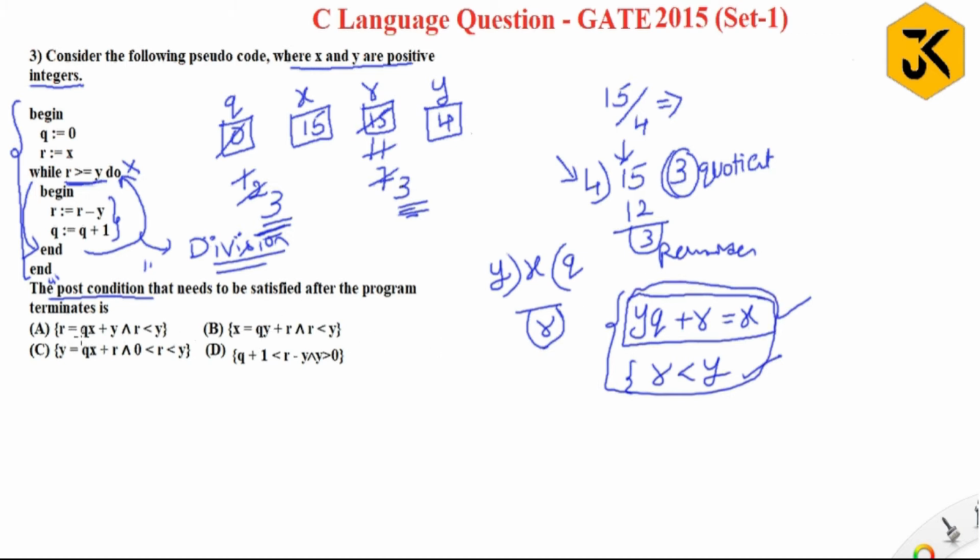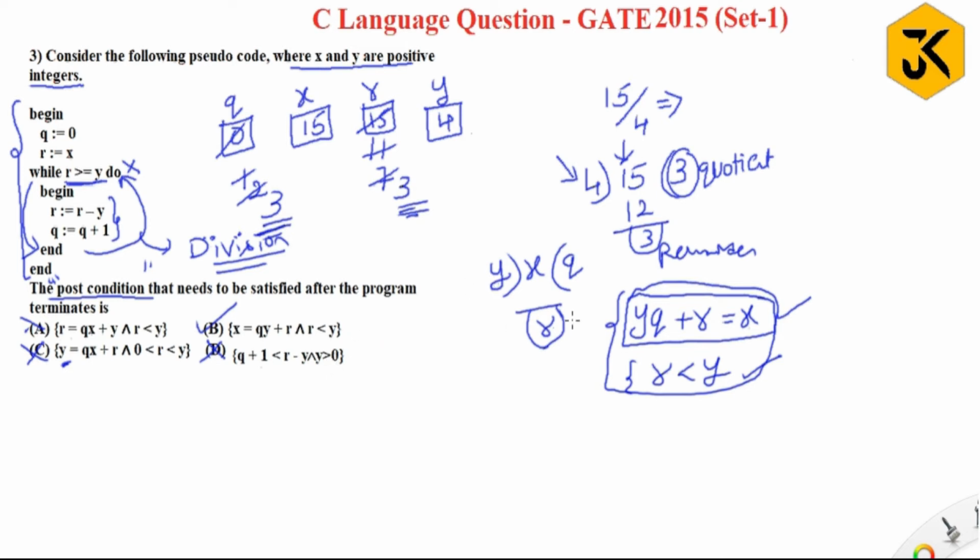Let's take the first option, r equal to q x plus y. No. What is the meaning of this? Remainder equal to quotient into dividend plus divisor. That is not correct, so this option is wrong. And check the next condition, y equal to y means divisor equal to. No, it's completely wrong. What about this one? This is wrong. Option B is the correct answer.